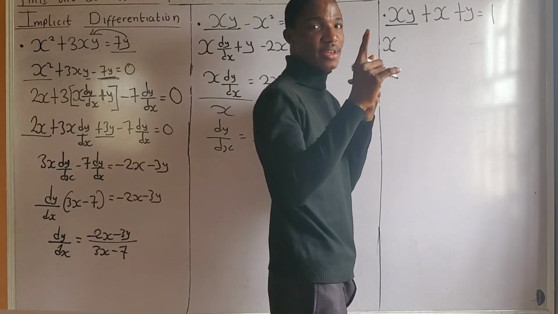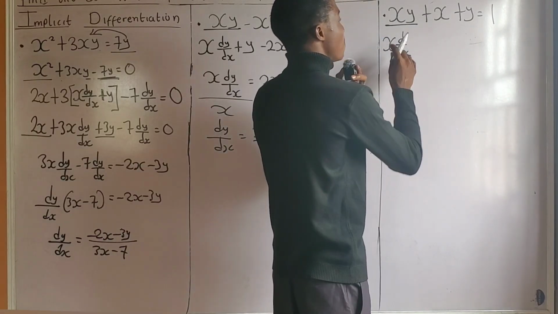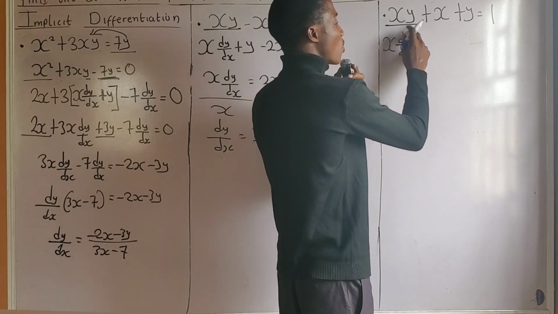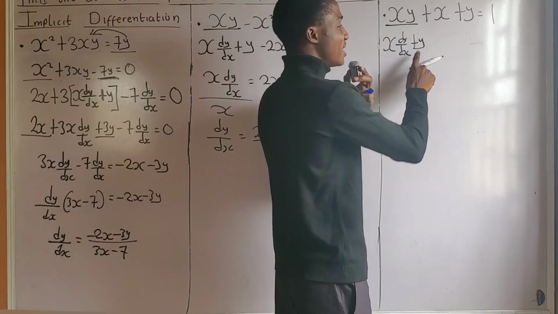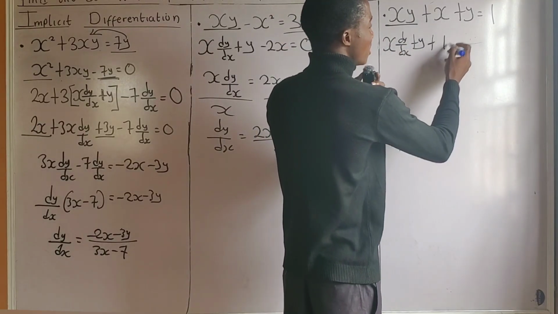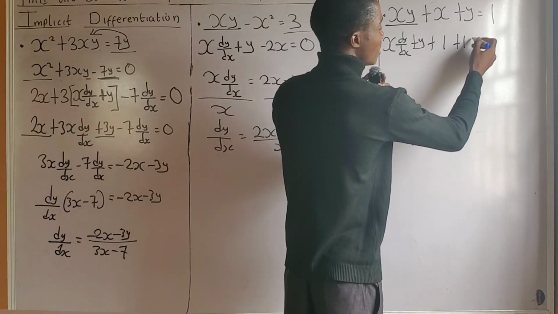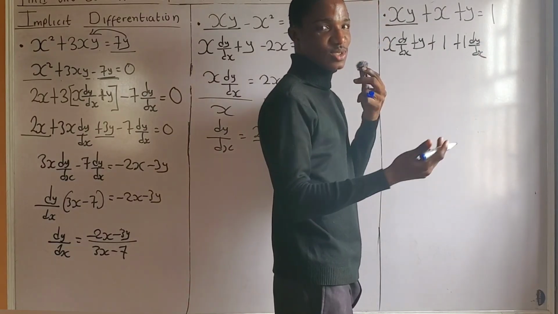You're going to have what? 1. 1 times dy dx, that is what? dy over dx. Now, keep x constant, keep y constant, differentiate x. You're going to have what? 1. 1 times y, that is y. Now, differentiate x, you're going to have 1. Differentiate y, you're going to have 1 times dy over dx. And 1 times dy dx is dy dx. Do you understand?